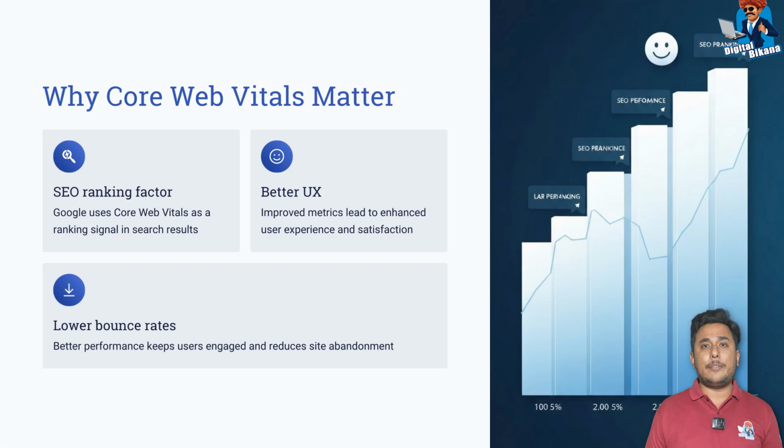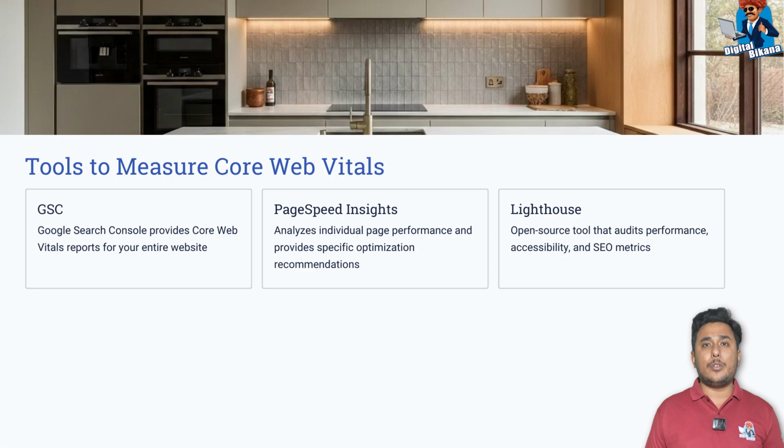Google uses Core Web Vitals as ranking signals. They directly affect SEO, but more importantly, they improve your users' satisfaction and reduce bounce rates. You can measure Core Web Vitals with tools like Google Search Console, PageSpeed Insights, Lighthouse, and Chrome Developer Tools.